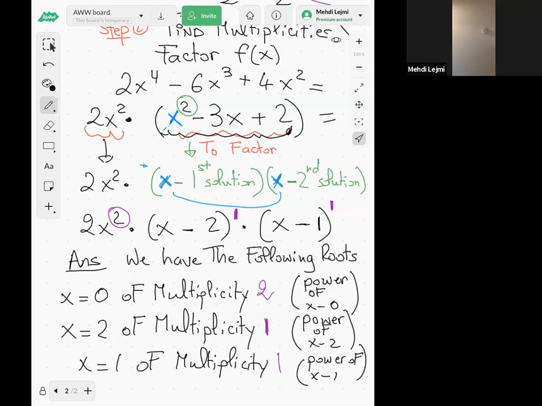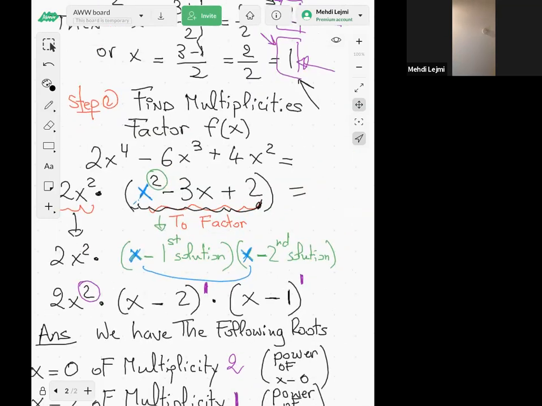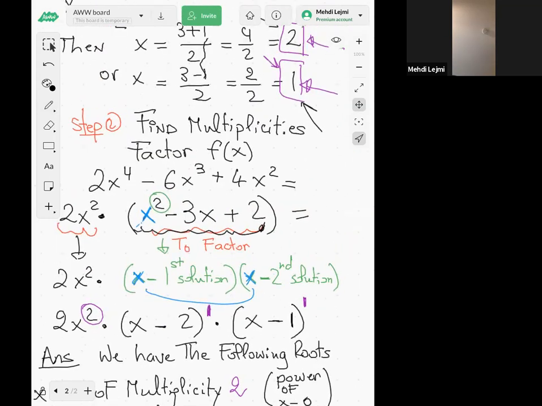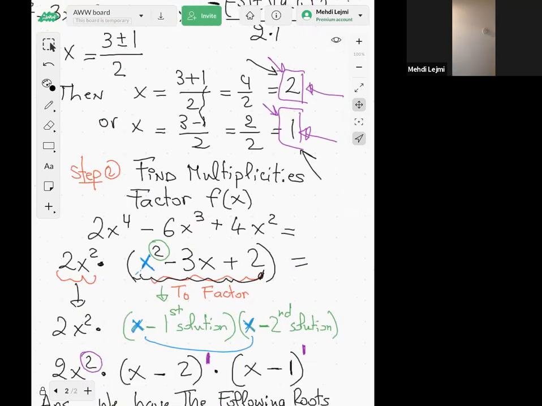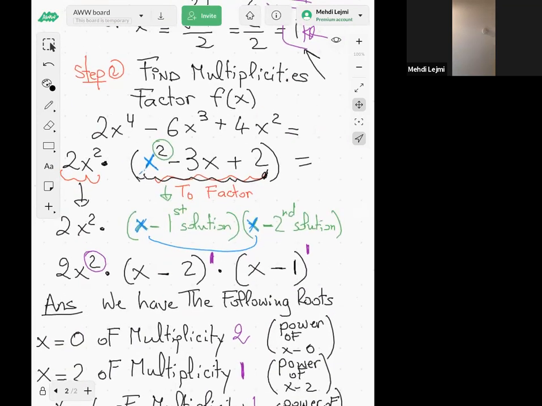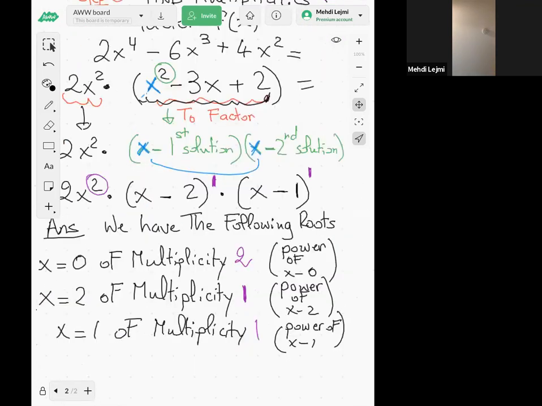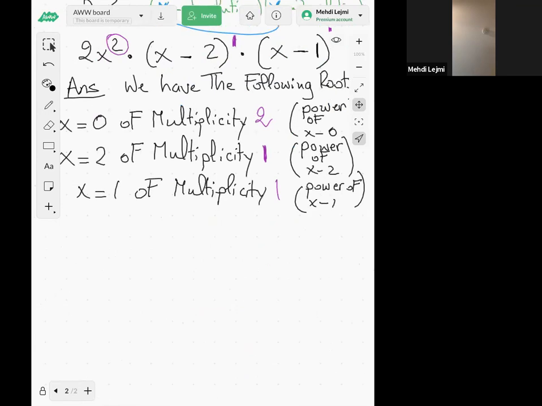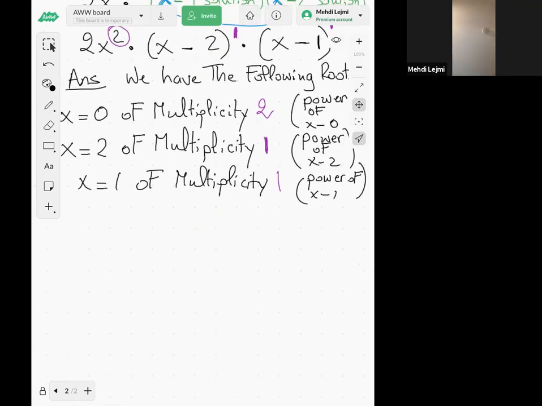All right. Any questions, guys? So to find the roots and multiplicities, first solve, and then you factor. You have to factor your function completely after. So that's for the first function.